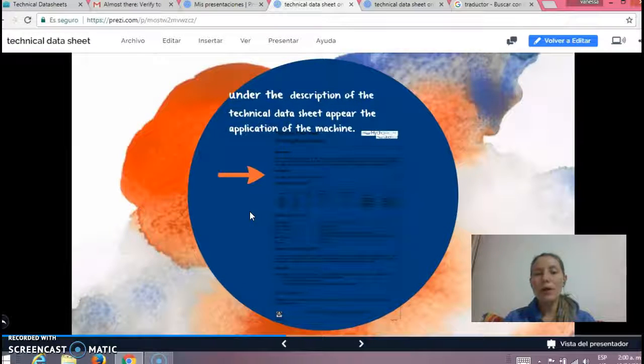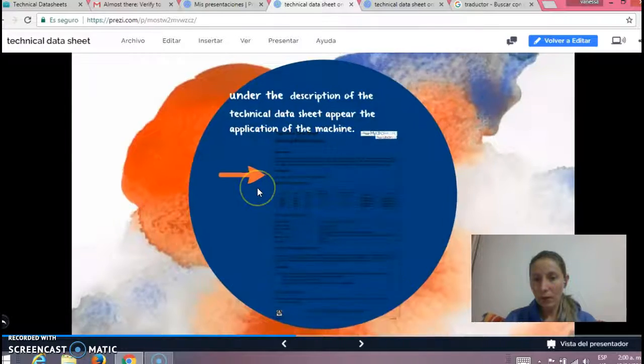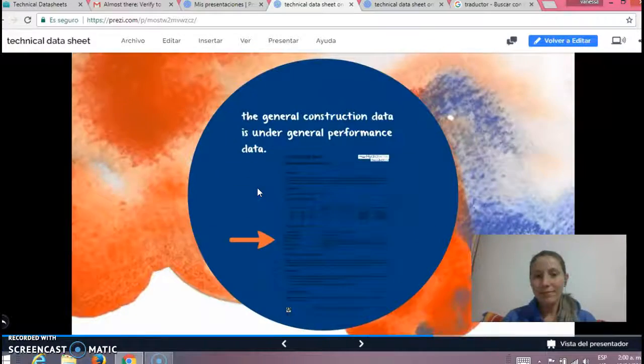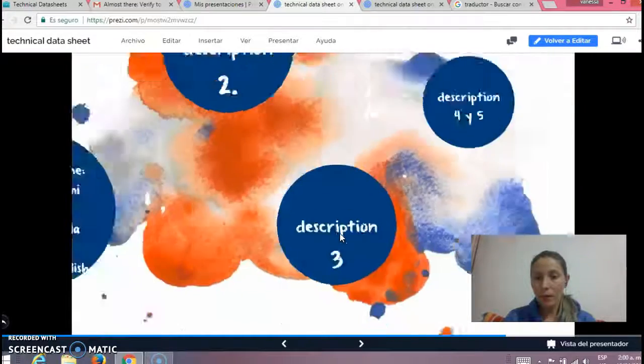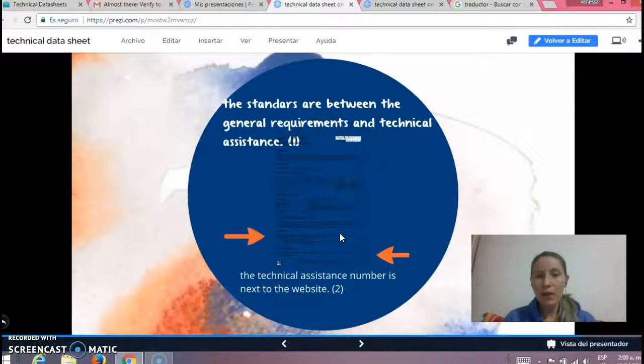Under the description of the technical data sheets appear the application of the machine, and this part. The general construction data is under general performance data. The standards are between the general requirements and technical assistance. And the technical assistance number is next to the website.